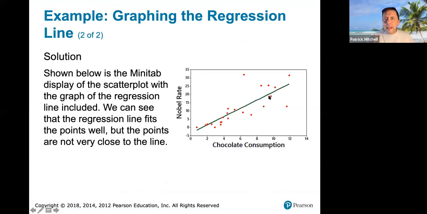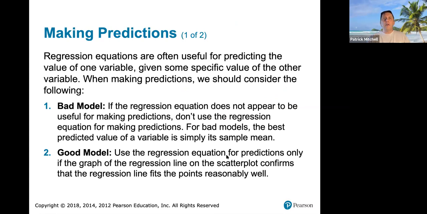So this is the graph they came up with. It looks a lot different from the one that I did just because they're using a different scale for the x's and the y's. All right. So we can see that the regression line fits the points well, but some of the points are not very close to the line. All right, in terms of making predictions using regression equations, they're often useful for predicting the value of one variable given some specific value of the other variable. But when making predictions, we should consider the following.